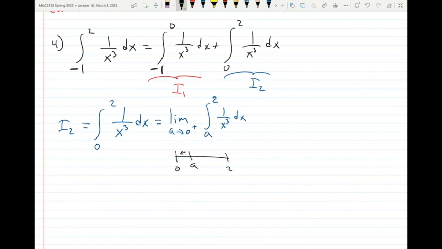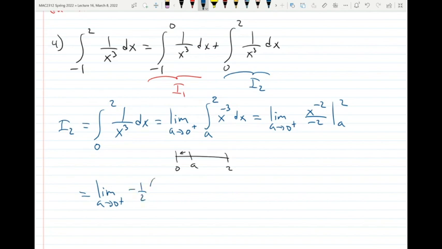All right, so let's do it. I'm going to rewrite this as x to the negative 3, just to save time. So, the limit as a approaches 0 from the right of x to the negative 2 over negative 2 from a to 2. What is this? That will be negative 1/2 times, now that's 1 over x squared, so that's 1 over a squared minus 1 over 4.